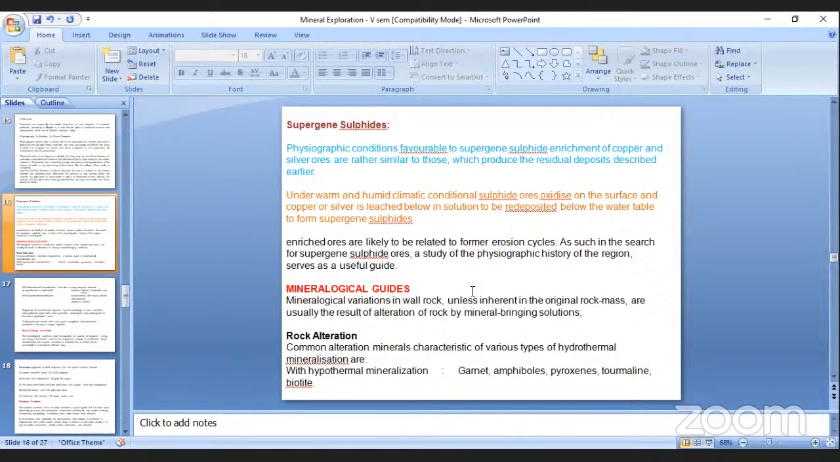And again, these wall rock alterations show the result of alteration by minerals brought in by the solutions. The rock alteration is a common alteration of the mineral characteristics, and it depends on the various types of hydrothermal mineralization zones. With hypothermal mineralization, there is maximum chance of formation of garnet, amphiboles, pyroxenes, tourmaline, and biotites.